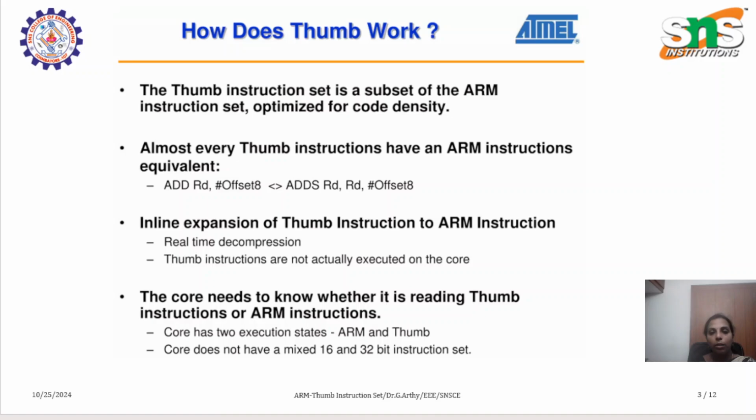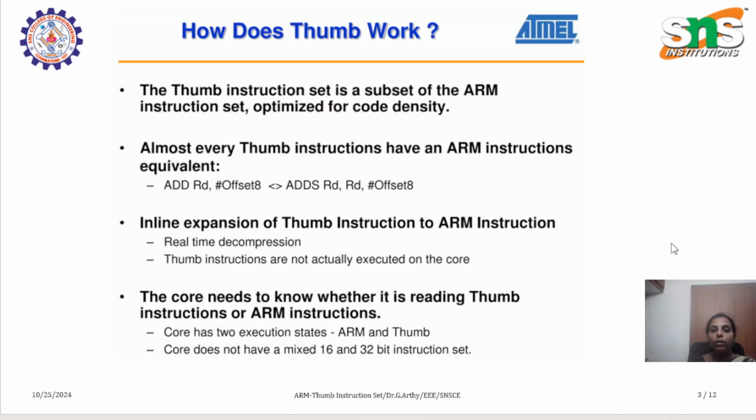How does this Thumb instruction work? The Thumb instruction set is a subset of the ARM instruction set optimized for code density. Almost every Thumb instruction has an ARM instruction equivalent. An example is given here: inline expansion of a Thumb instruction to an ARM instruction.